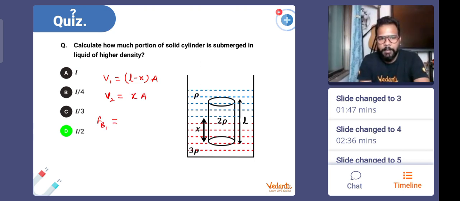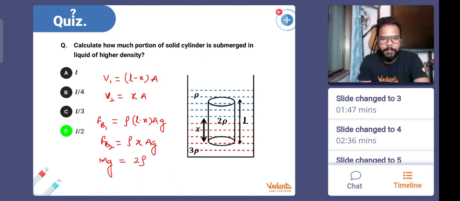So when we try to write down FB1, we'll say it is rho into L minus X into A into G, and FB2 we'll write as rho into X into A into G, and Mg, which you will be balancing it with, will be equal to 2 rho. My bad, this is 3 rho. The second liquid has density of 3 rho. So 2 rho is the density of this body into its volume, that is A into L into the value of G. This is mass multiplied by G value.